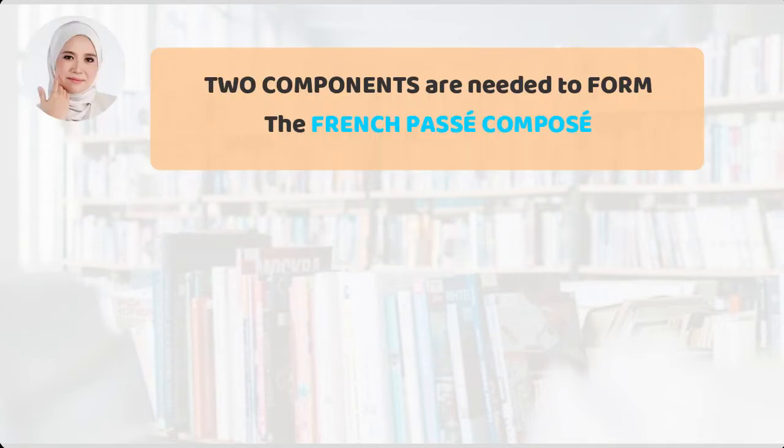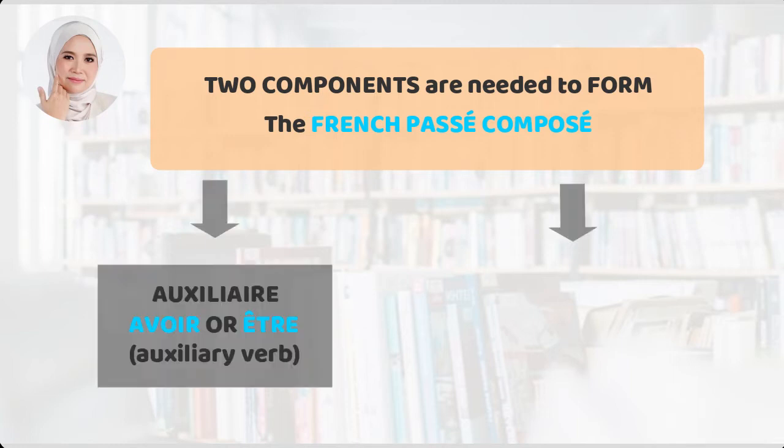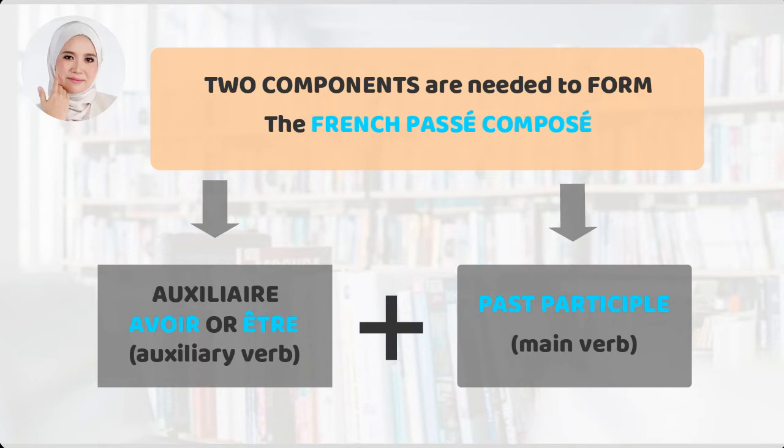So, now let's look at how passé composé is made. You have two parts. Two components are needed to form French passé composé. The first part is the auxiliary, avoir or être. So you have two choices, either auxiliary avoir or être, and the second part is the past participle. It is the main verb.